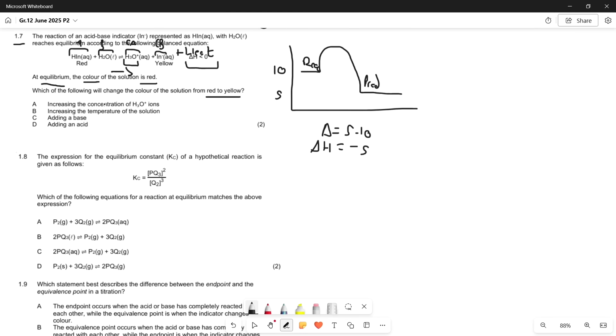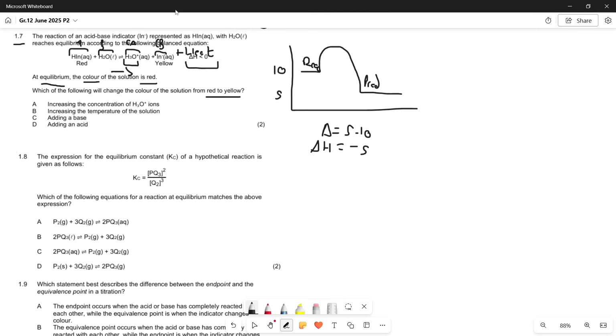So A says increasing the concentration of H3O plus ions. B says increasing the temperature of the solution. C says adding a base. And D says adding an acid. So let's break them down and see which ones do not work so we can see which one does work. So A, increasing the concentration of H3O plus ions.